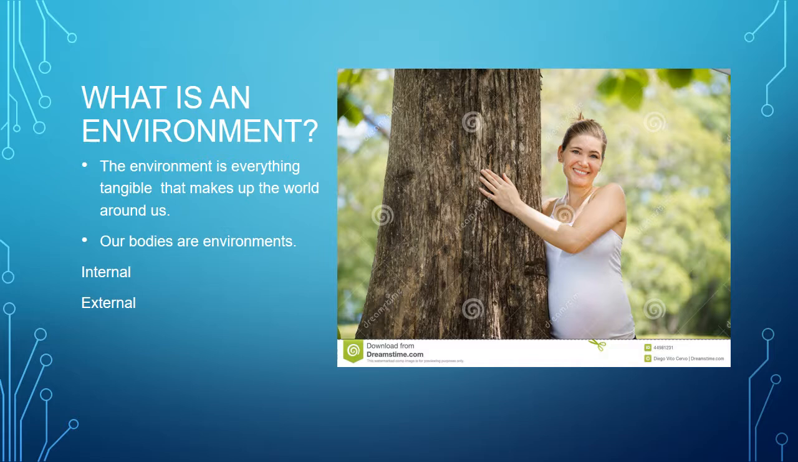The environment can be within our bodies, and the environment can be outside our bodies. Within our bodies would be like the cells and the genes, and outside our bodies would be like the air pollution or any other natural aspects that can affect the way our bodies function and react.